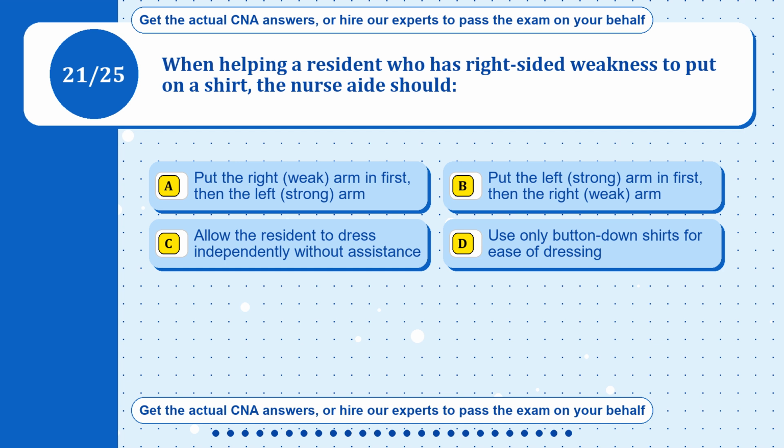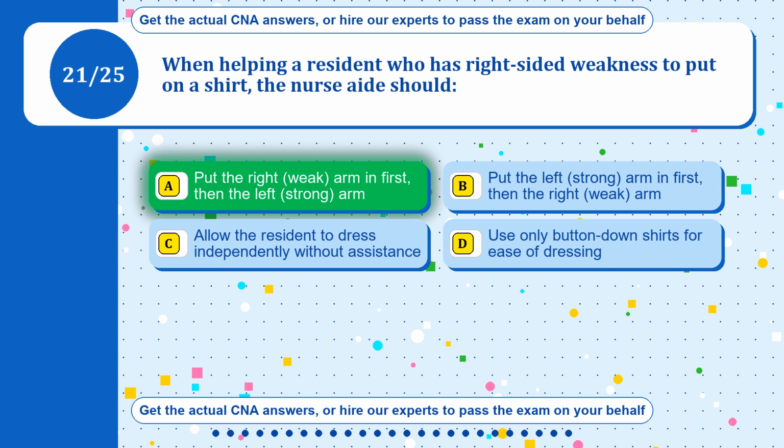Option A, put the right, weak, arm in first, then the left, strong, arm. Option B, put the left, strong, arm in first, then the right, weak, arm. Option C, allow the resident to dress independently without assistance. Option D, use only button-down shirts for ease of dressing. The correct answer is option A, put the right, weak, arm in first, then the left, strong, arm.